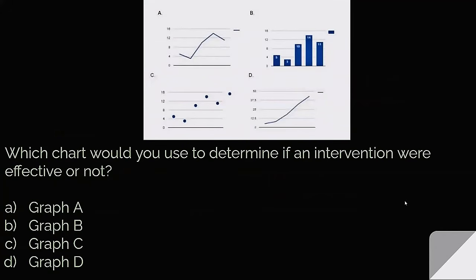Okay, here we go. So I know this looks kind of tiny. You don't need to know all the details of it, so don't get too into it here, you overthinkers especially. But which chart would you use to determine if an intervention were effective or not? And I do want you to know about these charts. This is the same data, just charted 4 different ways. So which one would you use to determine if an intervention were effective or not?